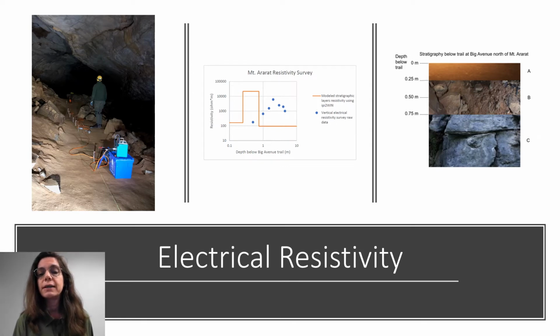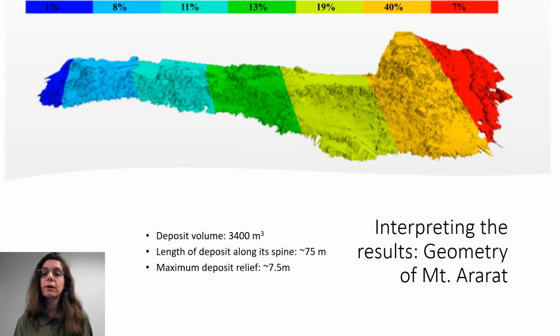Our raw data and our inverted data, modeling the layers below Big Avenue, is in the center. And then on the right is our interpretation of this stratigraphy. So from 0 to 0.25 meters below the trail is trail material. From 0.25 meters to 0.75 meters below the trail is the chaotic debris flow material. And then beginning at 0.75 meters below the trail is vuggy limestone bedrock.